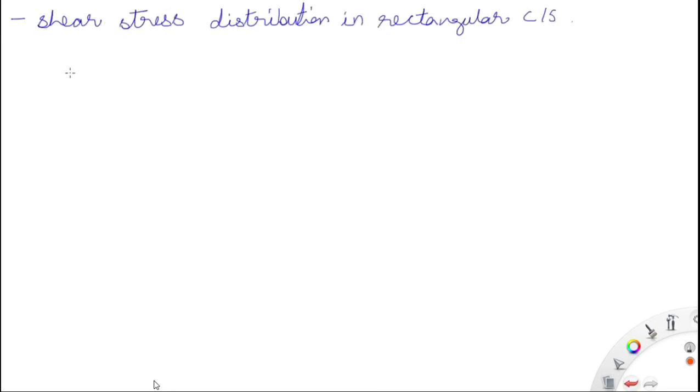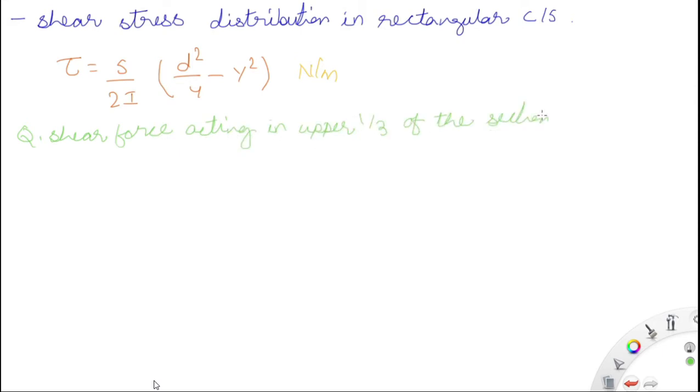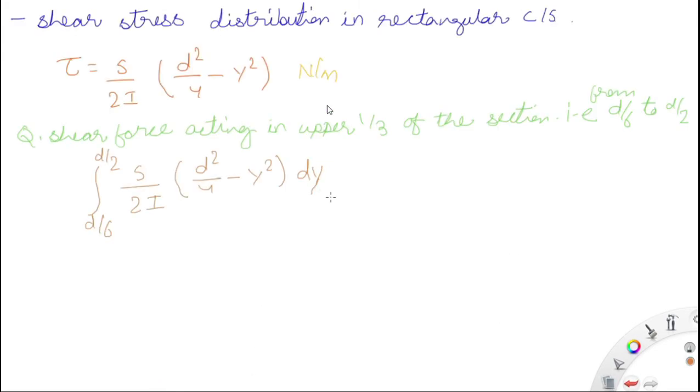Now shear stress distribution in a rectangular cross section. So in a rectangular cross section, it has been derived that tau is equal to S by 2I into d square by 4 minus y square. The unit is Newton per meter. Okay. Shear stress, but the unit is Newton per meter. That you have to remember, it's not Newton per meter square, it's Newton per meter.